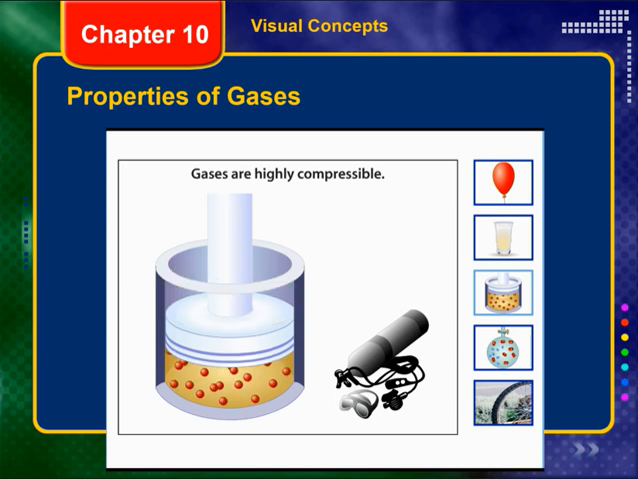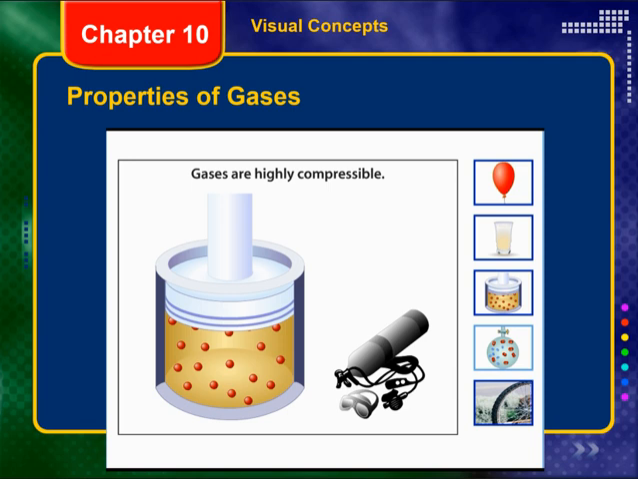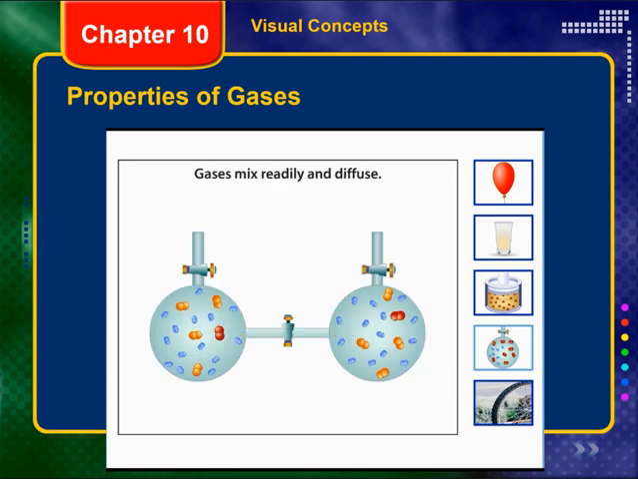Gases mix readily by diffusion. We don't have to stir or shake them to make them mix. Gases can escape containers through tiny holes in a process called effusion. This occurs when a bicycle tire is punctured.